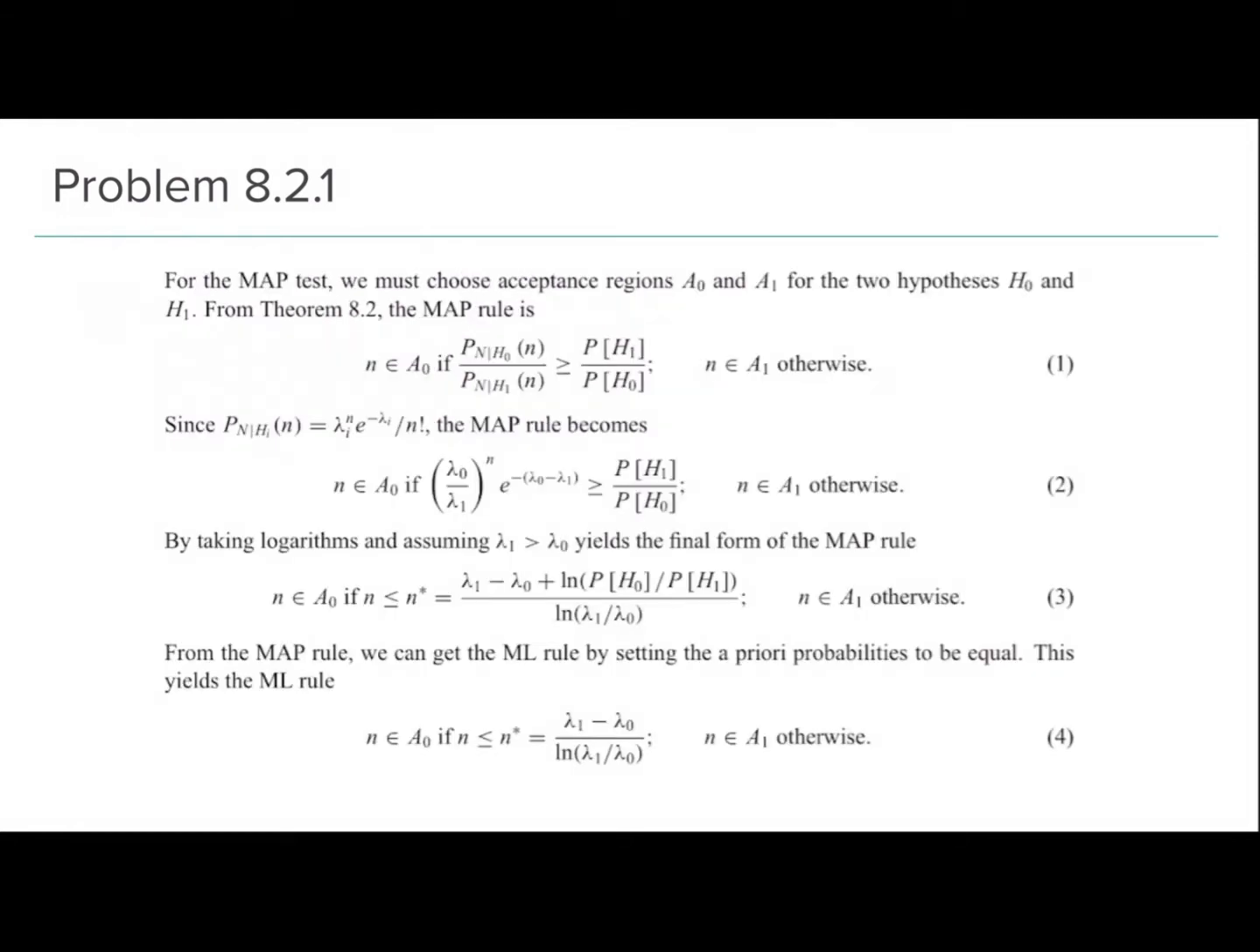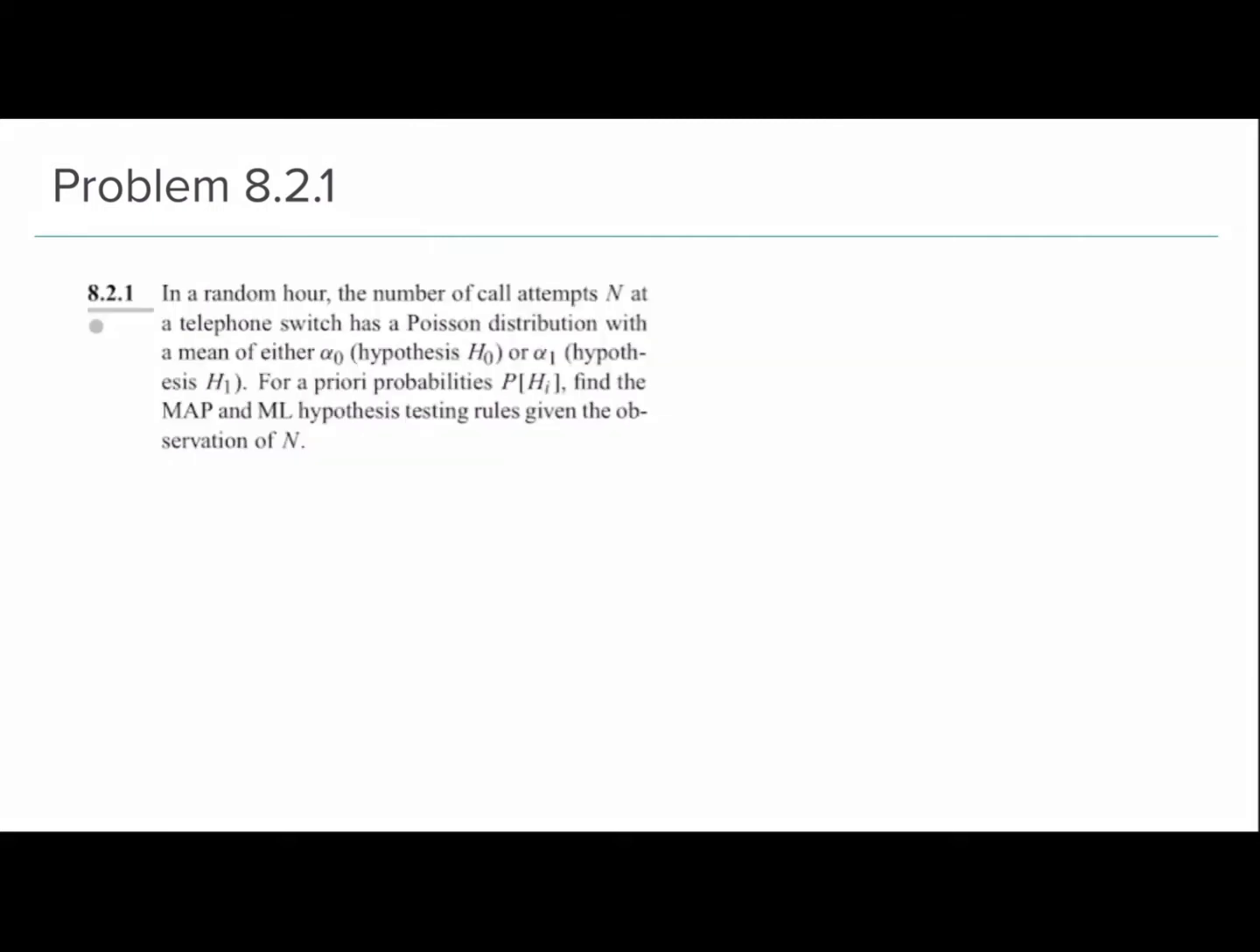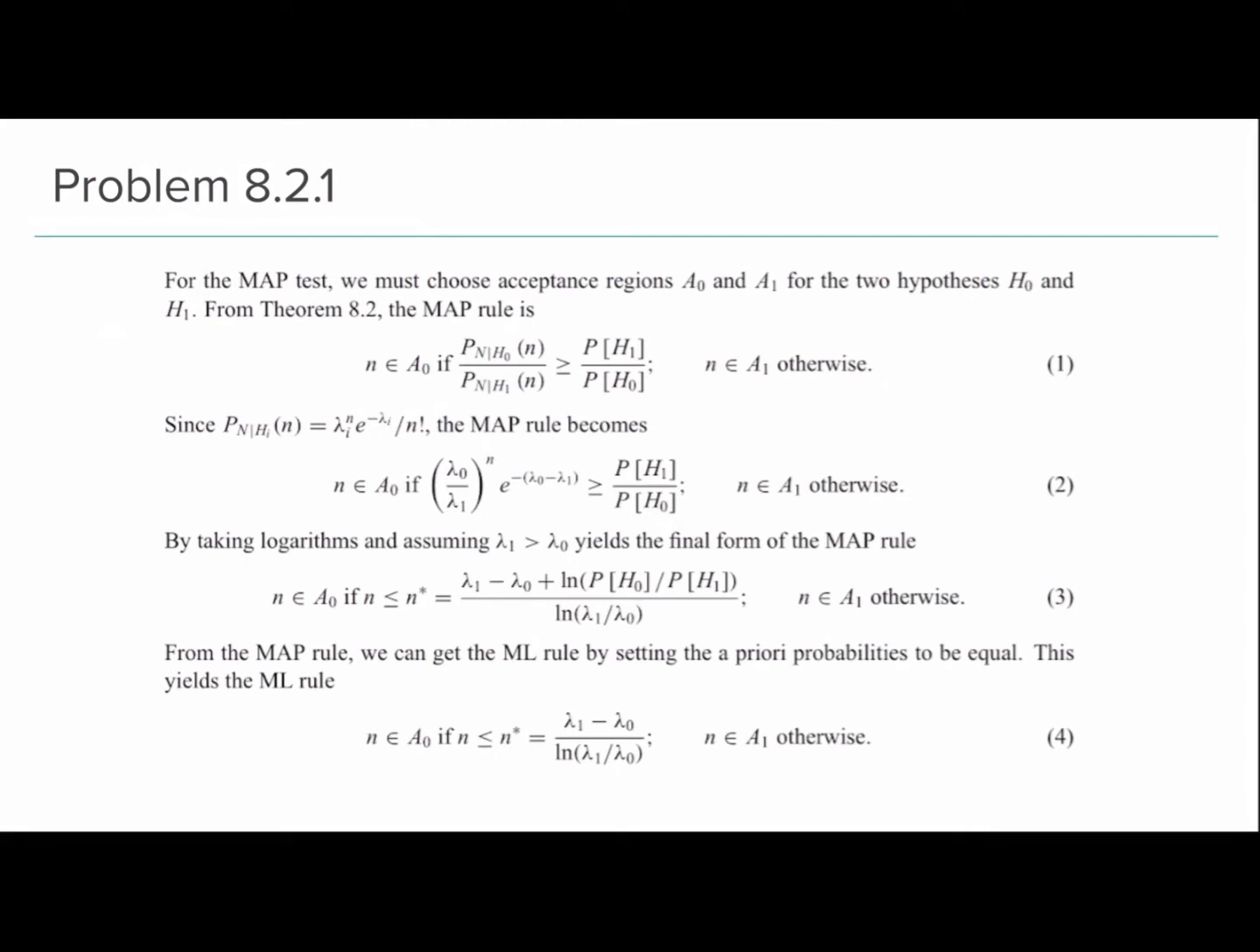So we basically have to decide on the sets A0 and A1 using both the MAP and the ML testing rules. Let's start with the MAP rule. n will belong to A0 if P of n given H0 divided by P of n given H1 is greater than or equal to P of H1 divided by P of H0, and P of n given H0 we know is a Poisson distribution with the mean.